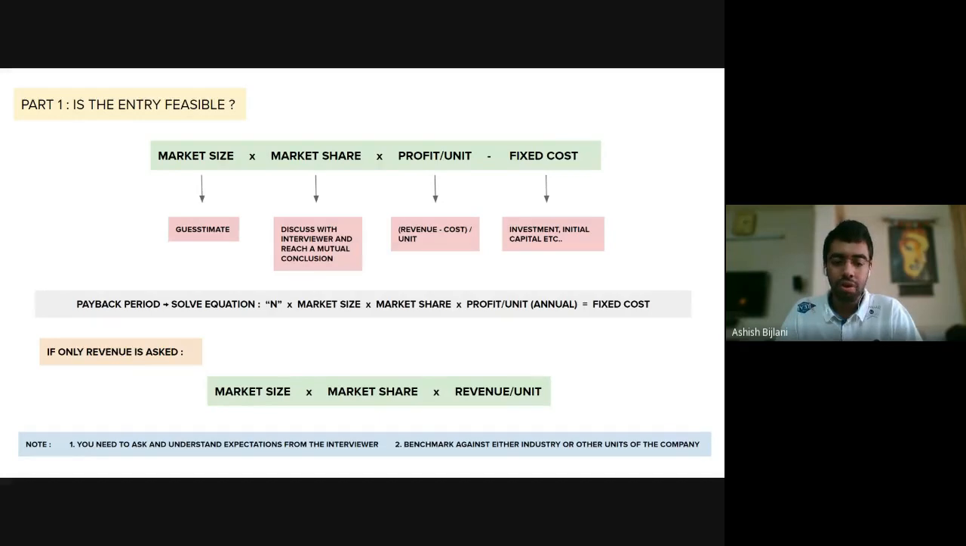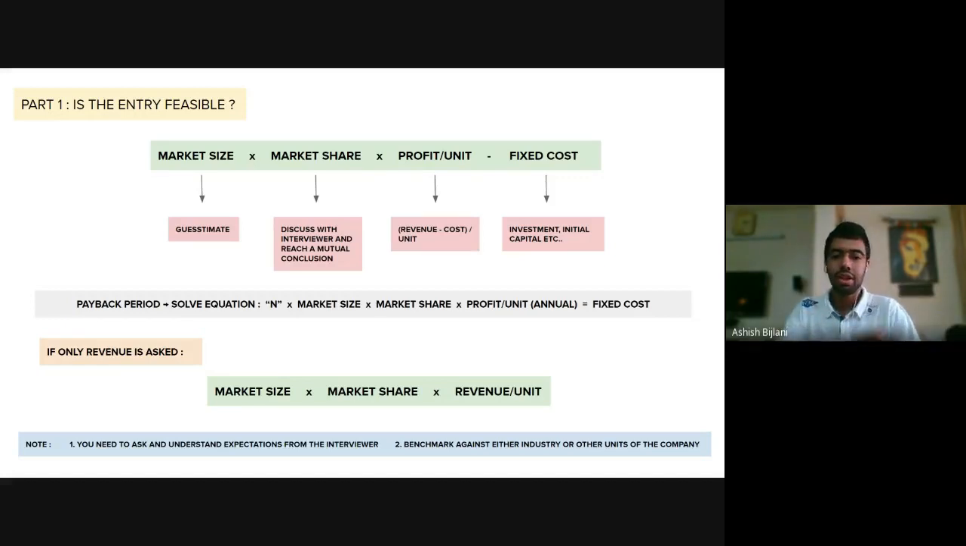Then you'll have your profit per unit. So market size and market share collectively give you the total number of units you expect to sell, right? Now if you want to understand the total profit that you're making, you need to multiply with profit per unit. The units cancel out perfectly. The left-hand three terms dissolve and settle down to basically profit. So this is the first aspect.